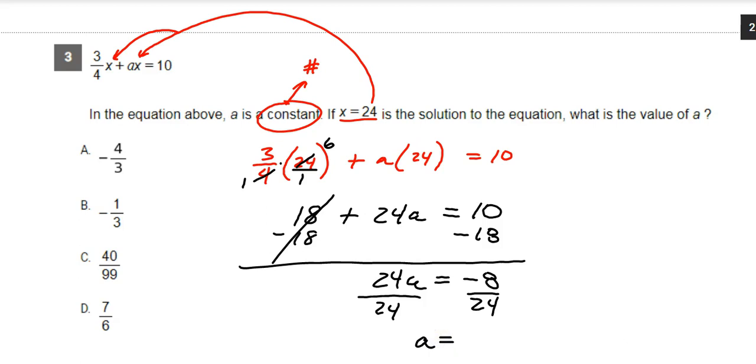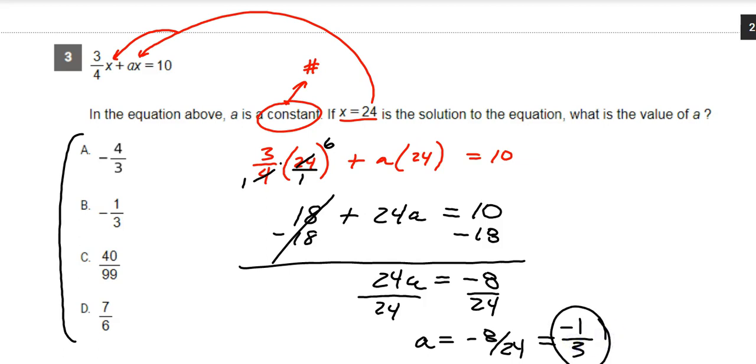And don't put this in your calculator because if you take a peek at the answers, they're all fractions. So we basically want to reduce this negative 8 over 24. And 8 goes into both those numbers. 8 goes into the top number, negative 1. 8 goes into the bottom number, 3. So final answer is B, negative 1/3.